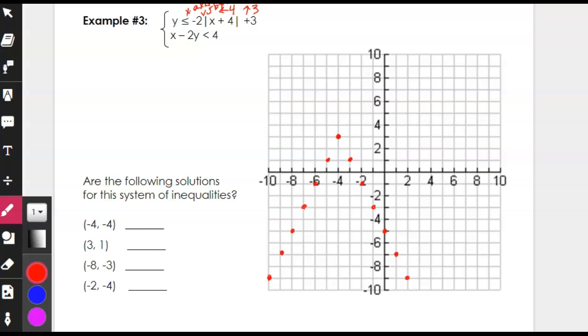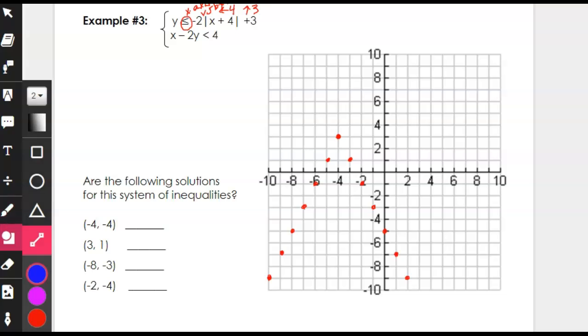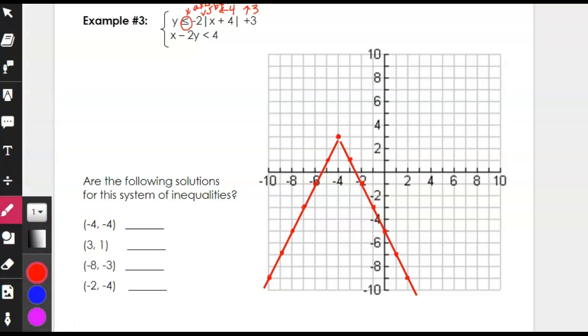I notice the inequality sign is less than or equal to. The or equal to part tells me that I can go ahead and use a solid line. So I've got a solid line here for that side of the V, and I have a solid line here for that side of the V. Put my arrows. Finish connecting this because my line didn't connect.